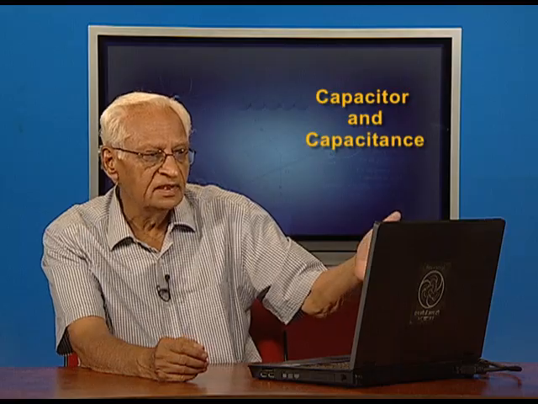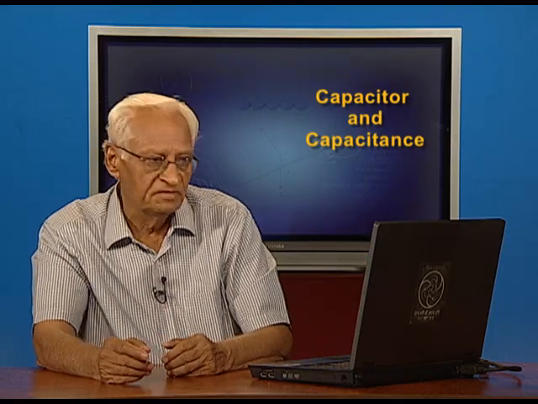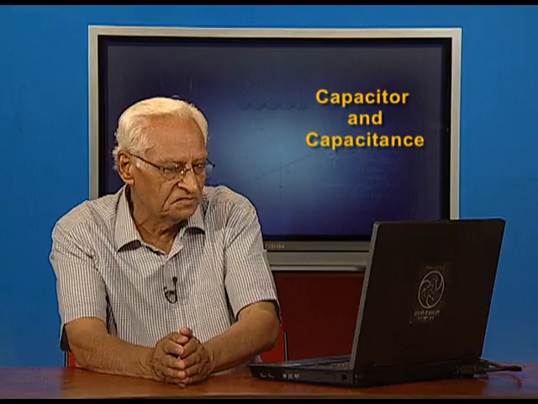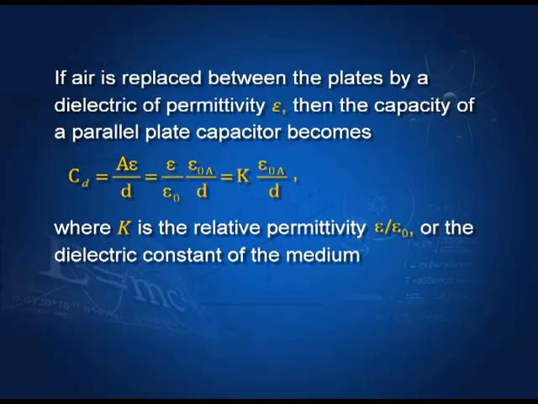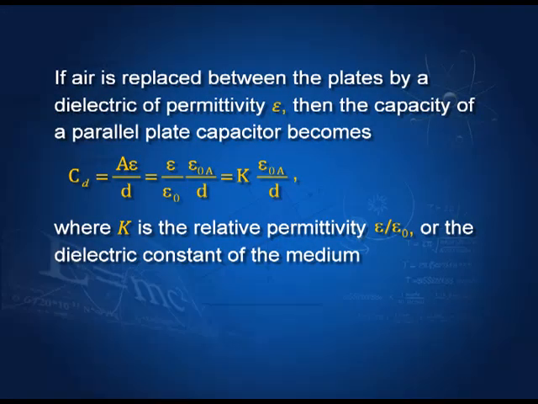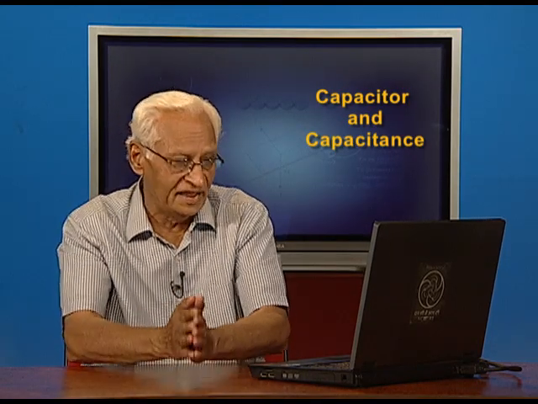If air is replaced by dielectric of permittivity epsilon, then the capacity of a parallel plate capacitor becomes epsilon A by d. The derivation remains the same, which we can write as epsilon by epsilon 0 into epsilon 0 A by d. Epsilon 0 A by d is the capacity when there is air in between or vacuum in between, and epsilon by epsilon 0 is the relative permittivity K, dielectric constant. So, the capacity when there is a dielectric in between the two plates is K times epsilon 0 A by d. That means, the capacity is enhanced by a factor K.